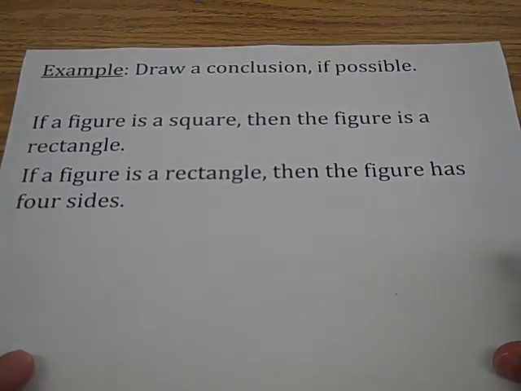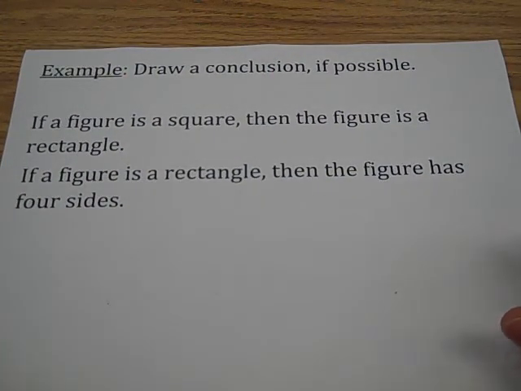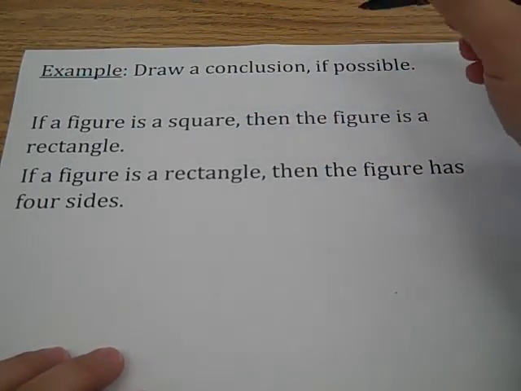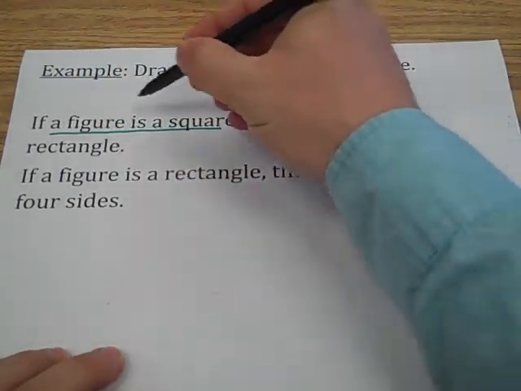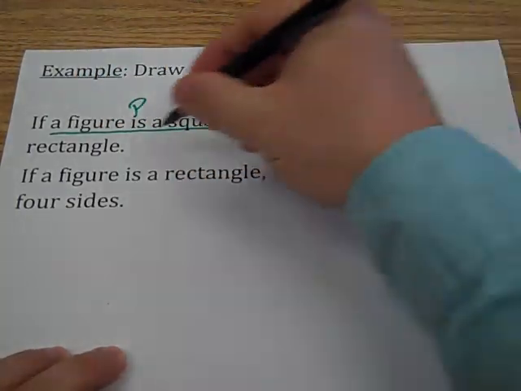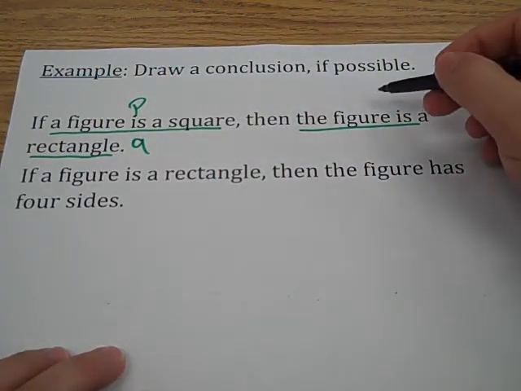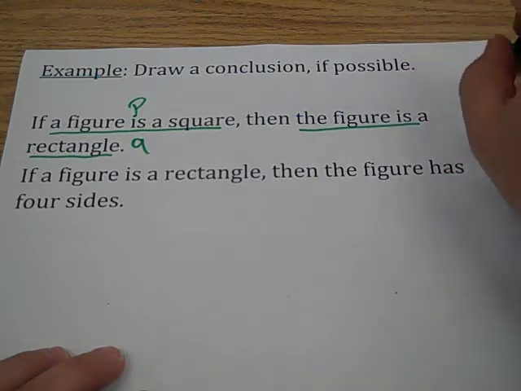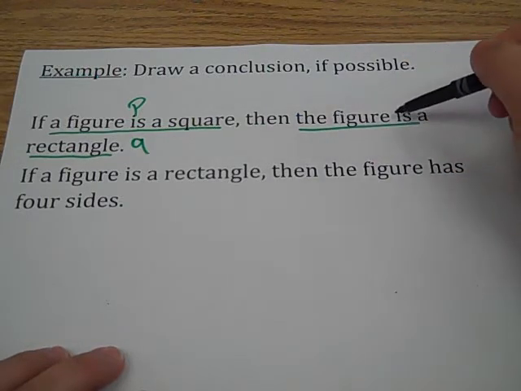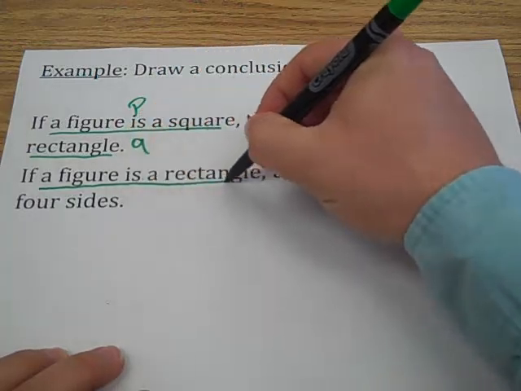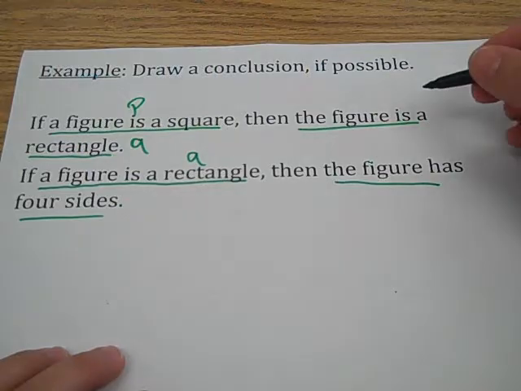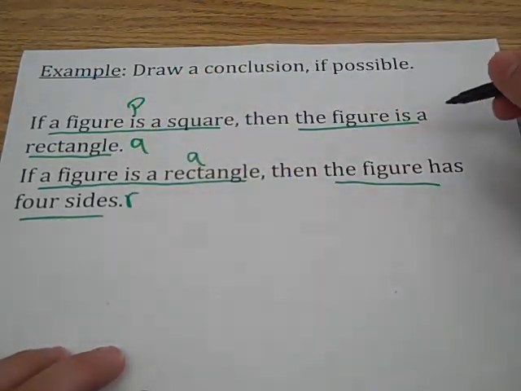Let's do an example. I have two conditional statements here. If a figure is a square, then the figure is a rectangle. So I'm going to start labeling P, Q. Then we have if a figure is a rectangle, then the figure has four sides. So in the first conditional, the figure is a rectangle was Q, so I'll label that Q here. And then the figure has four sides is a new piece, so we'll call it R.